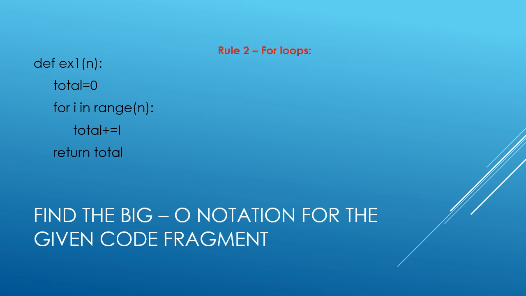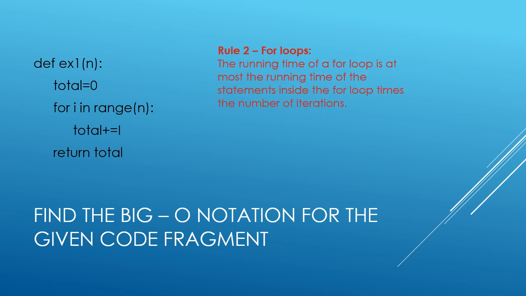Rule 2. For loops. The running time of a for loop is at most the running time of the statements inside the for loop times the number of iterations. Inside the for loop, the statement is O(1). There are n iterations of the for from 0 to n minus 1. So the O notation of the code is 1 into n or O(n).